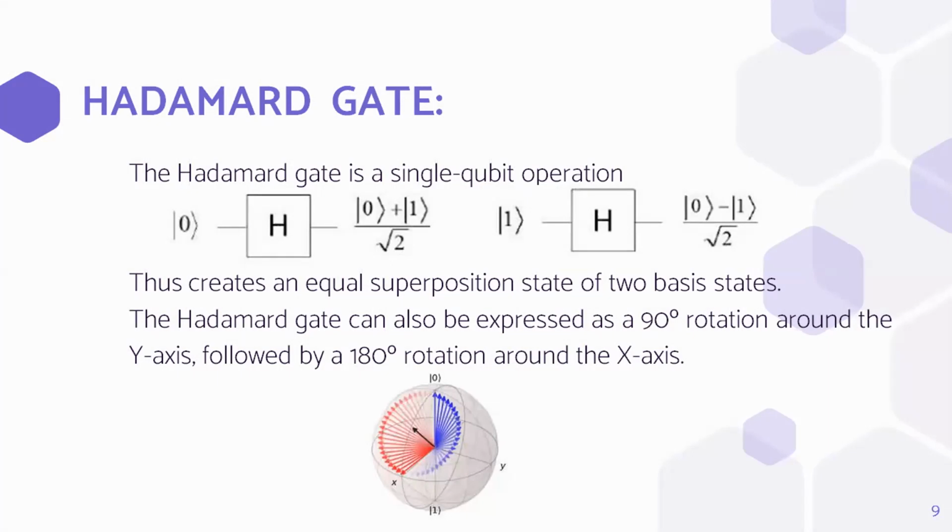It creates an equal superposition state of two basis states. As you can see, if we apply the H gate to ket 0, this is how the superposition will be created. And if we apply the H gate to ket 1, this is how it will be created. Basically what the Hadamard gate does is rotate the qubit 90 degrees around the y-axis, followed by a 180-degree rotation around the x-axis.